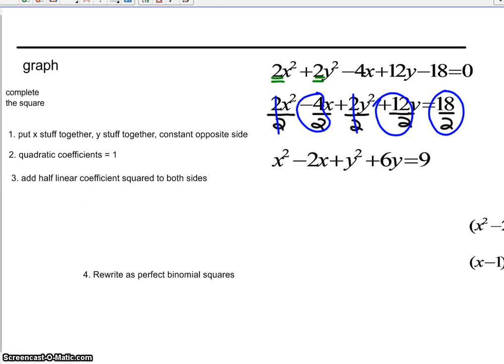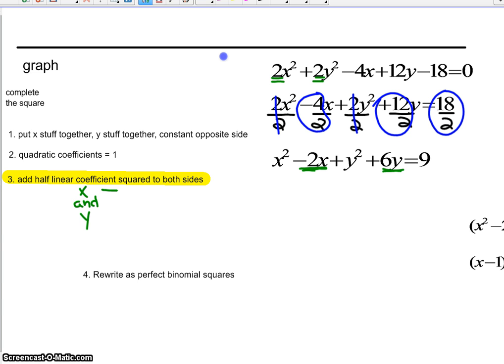Now, here comes the piece that causes some problems once in a while. Step number 3, I need to add half my linear coefficient squared to both sides. Now, I'm talking about the linear coefficient for the x's and for the y's. So what we're saying is I want to take half my linear coefficient. So I'm going to take half of negative 2, which is going to be negative 1. And then what I want to do is square it.